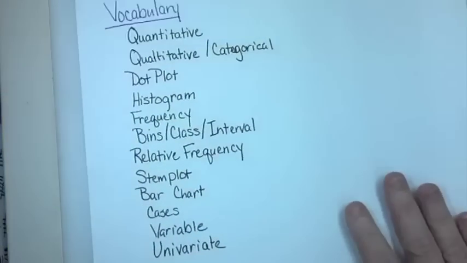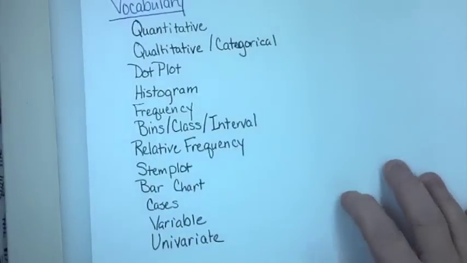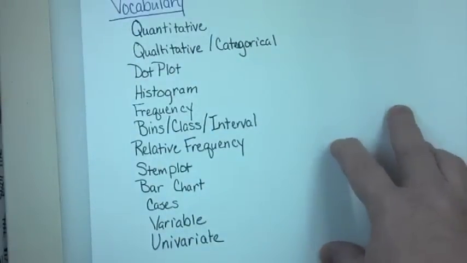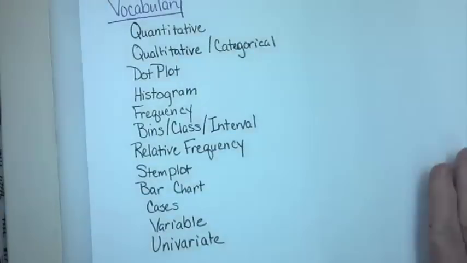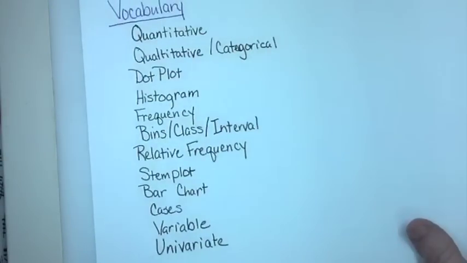We have some vocabulary, as usual, quite a bit actually. First one is quantitative, qualitative, or categorical. Those are synonyms, and they are used interchangeably. Dot plot, histogram, frequency, bins, classes, or intervals. Once again, those are synonyms that are used interchangeably. Relative frequency, stem plot, bar chart, cases, variable, and univariate.